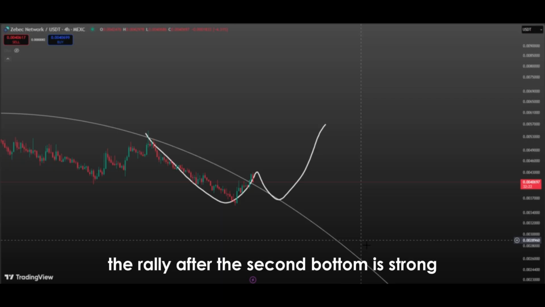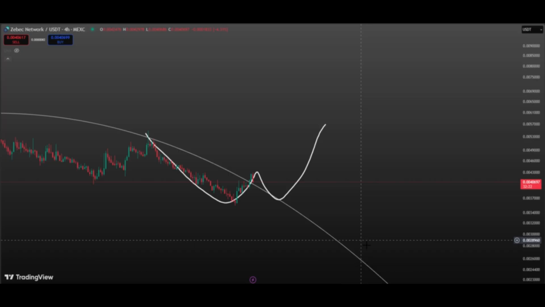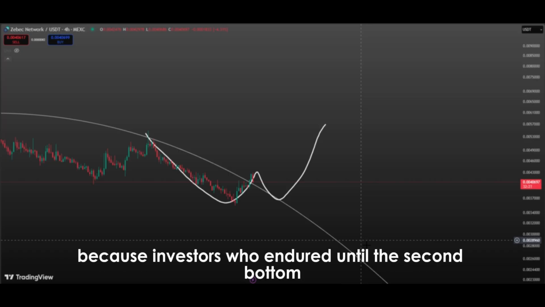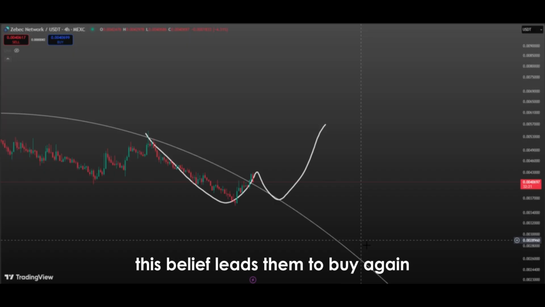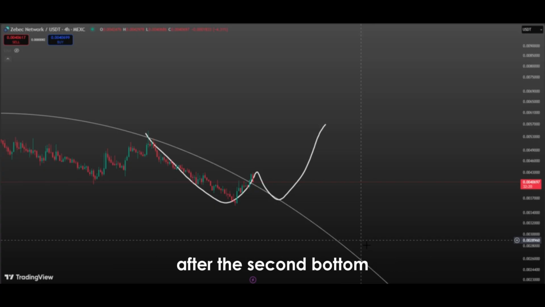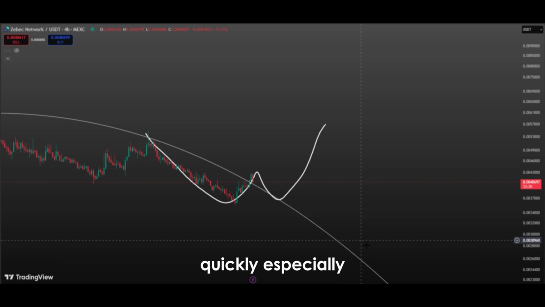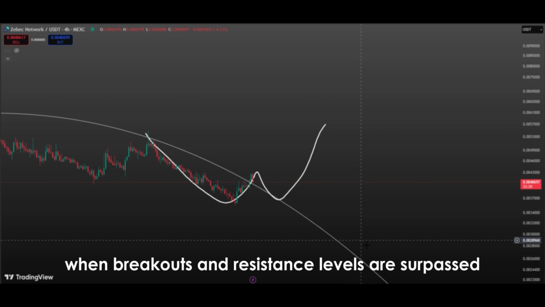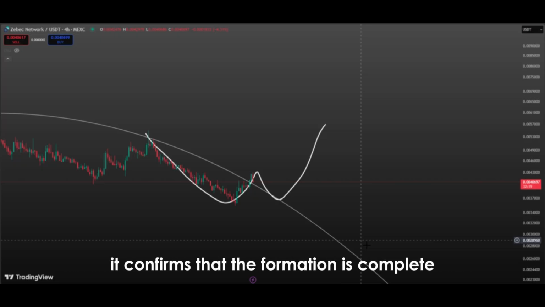The rally after the second bottom is strong not only technically, but also psychologically, because investors who endured until the second bottom begin to think the worst is over. This belief leads them to buy again. At the same time, investors who had been on the sidelines gain the confidence to enter the market after the second bottom. This chain reaction causes the price to move upward quickly. Especially when breakouts and resistance levels are surpassed after the second bottom, it confirms that the formation is complete.